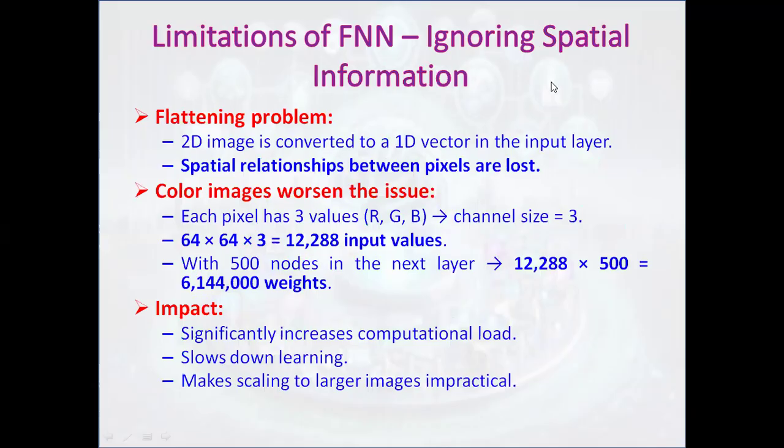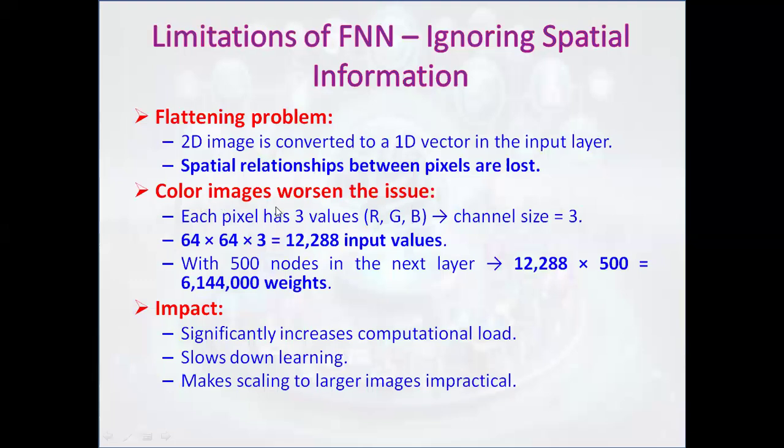Another problem of the feed forward network is flattening. That means the 2D image is converted into a 1D vector in the input layer. And the drawback here is that the spatial relationship between pixels is lost.